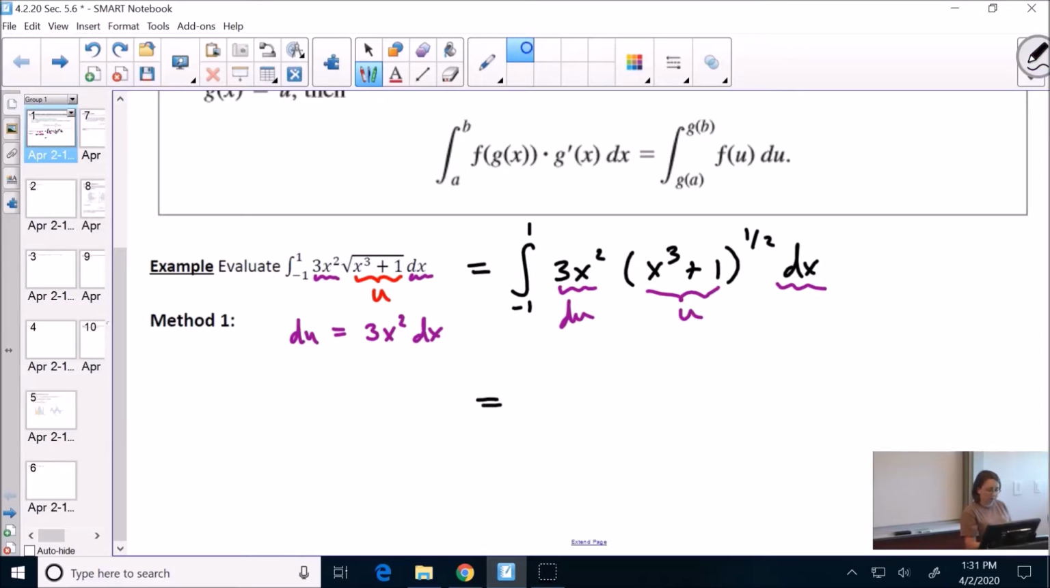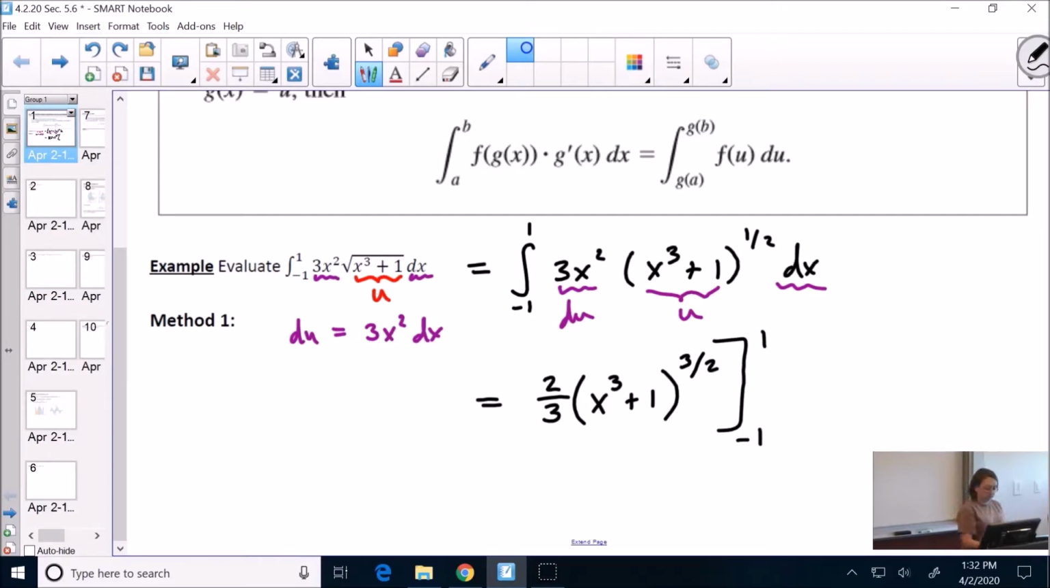Using what we've been doing, we would take the antiderivative by doing the power rule. So x cubed plus 1. Add 1 to the power, so it would be 3 halves. And put the reciprocal in front. Limits of integration go at the back. So from -1 to +1.